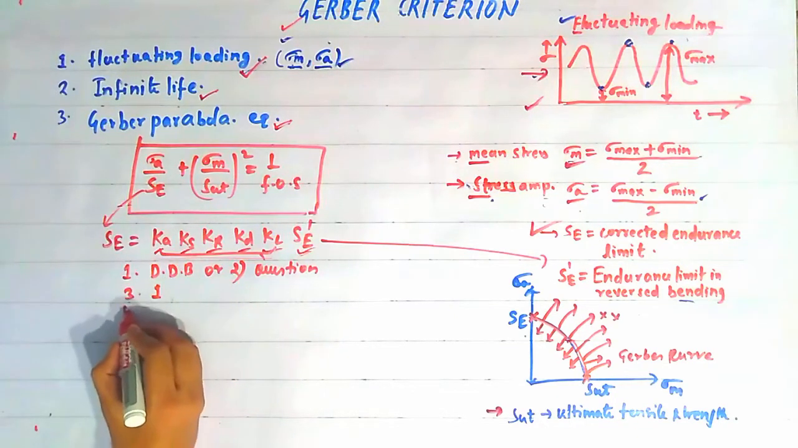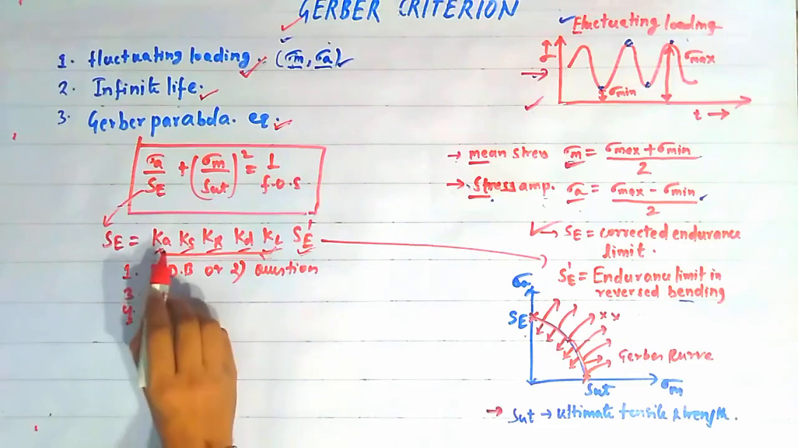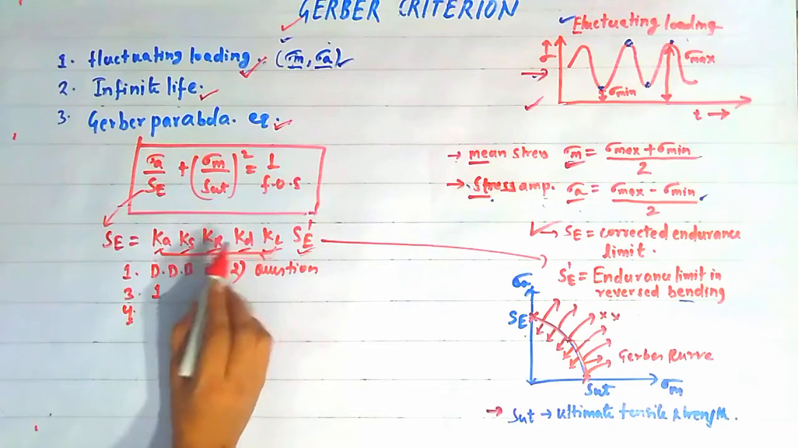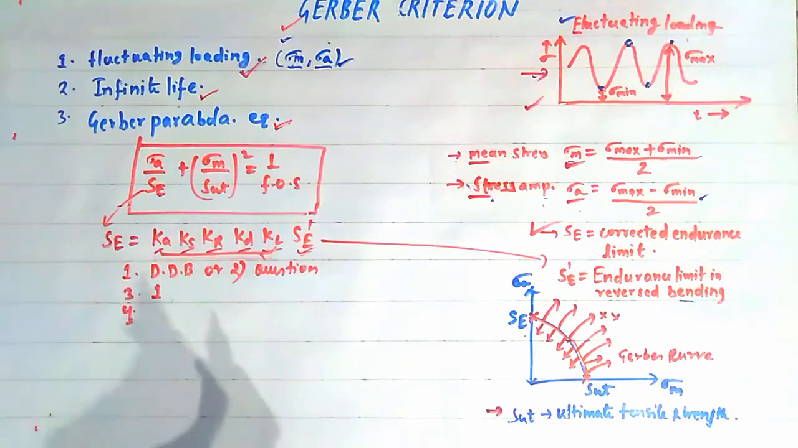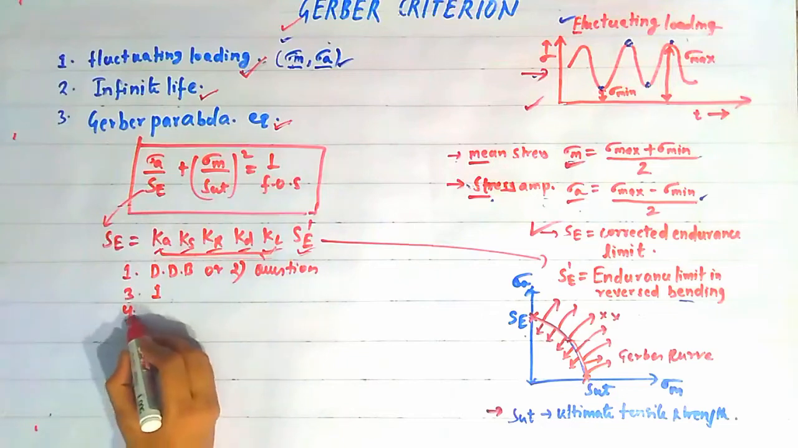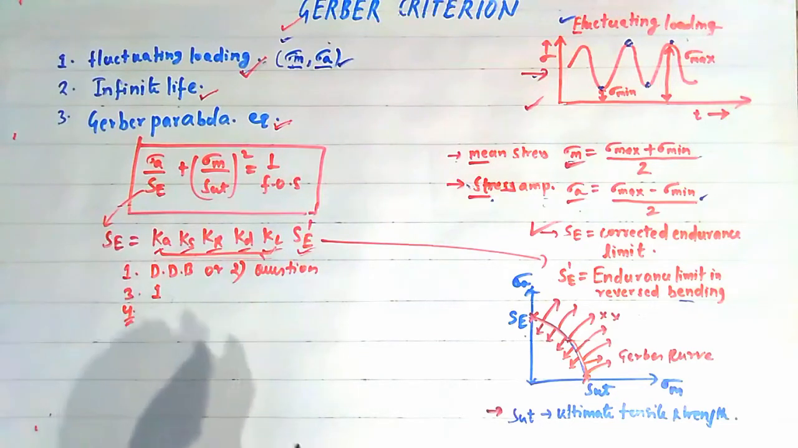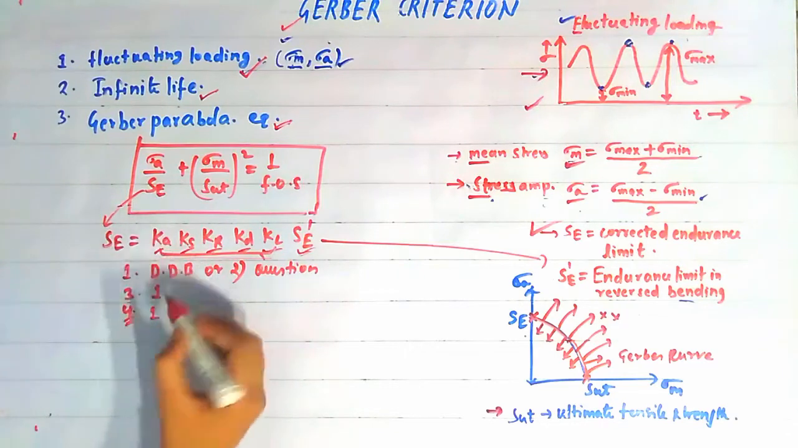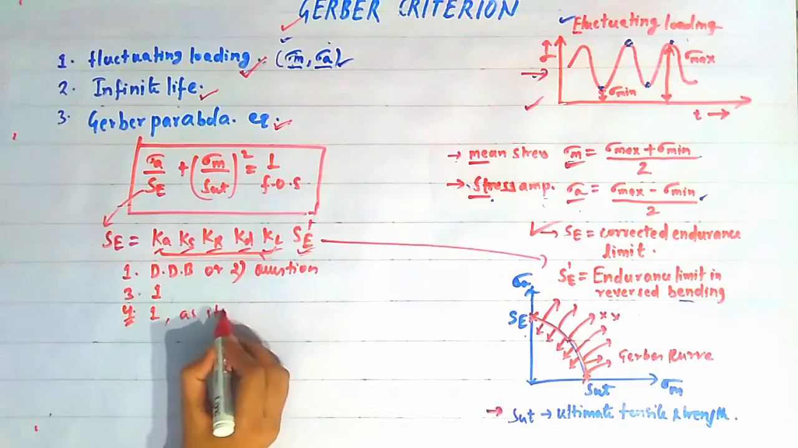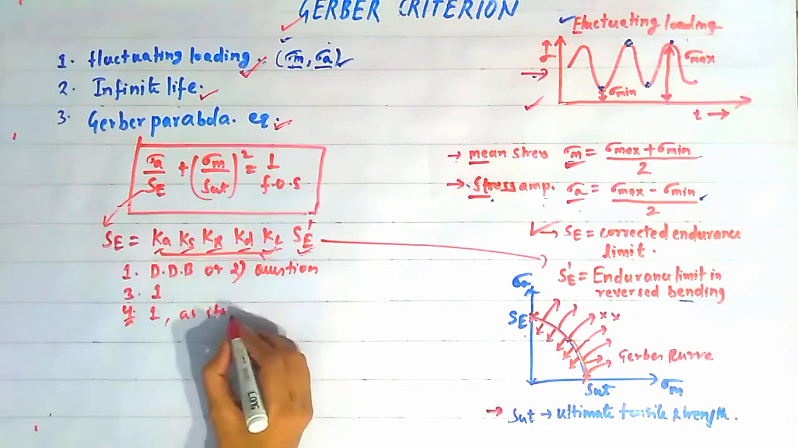And the fourth case is when some of these factors are given to us and some are not given, and we do not have a data book, and a question is asked to us. Then we will take the factors which are not given as unity, and the factors which are given will be substituted as they are in the formula.